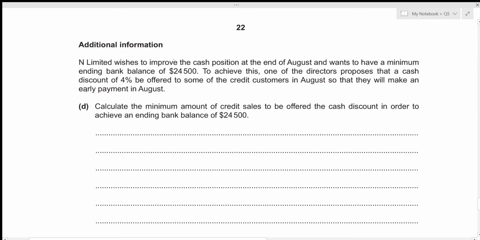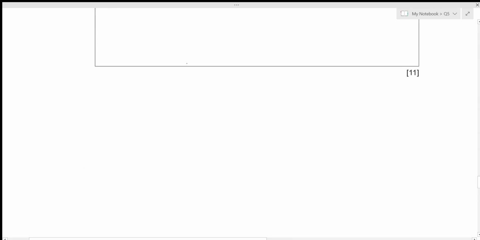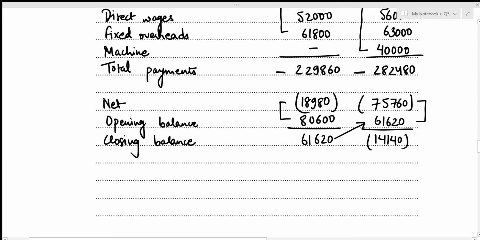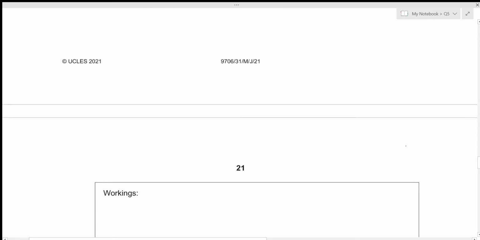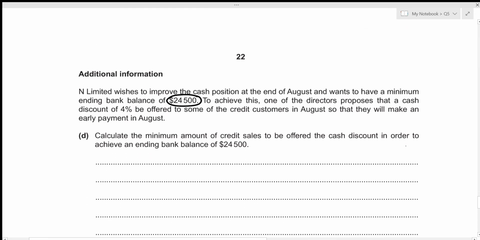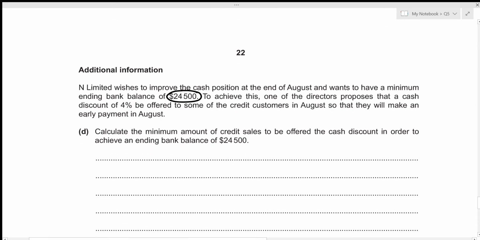N Limited wishes to improve the cash position at the end of August and wants to have a minimum ending bank balance of 24,500. So in our cash budget, we actually ended up with the ending balance of the negative amount of 14,140, but now we require a positive balance of 24,500. And in order to achieve this, one of the directors proposes that a cash discount of 4% be offered to some of the credit customers in August so that they will make an early payment in August. Now we just need to figure out the minimum amount of credit sales to be offered the cash discount in order to achieve an ending balance of 24,500.